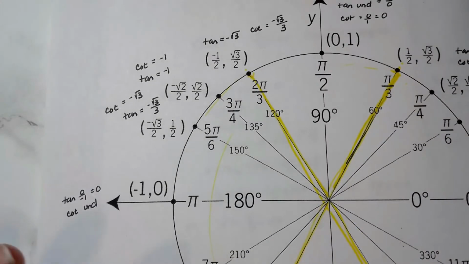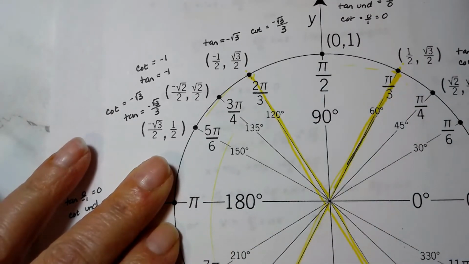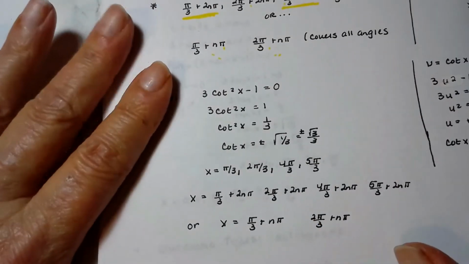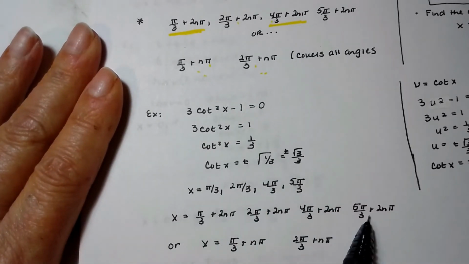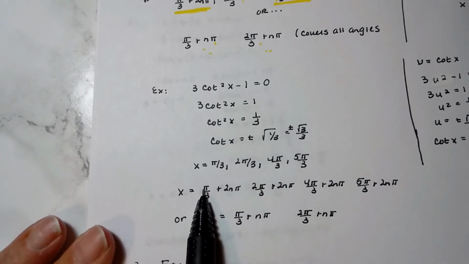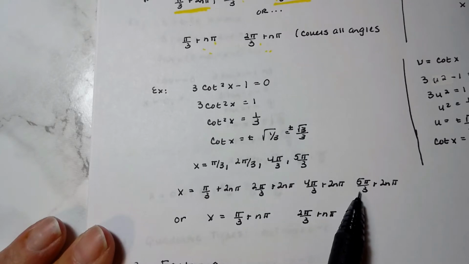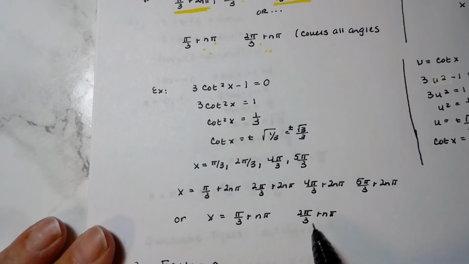So again, I'm going to end up with the same angles as the last one. I've got pi over 3, 2 pi over 3, 4 pi over 3, and 5 pi over 3, right? The same angles. And so, again, I can write them all out, plus 2n pi if I want to, or I can remember that pi over 3 and 5 pi over 3 are 180 degrees away from each other. So I can just say pi over 3 plus n pi, and I can also remember that 2 pi over 3 and 5 pi over 3 are 180 degrees away from each other. So I can write it as 2 pi over 3 plus n pi.